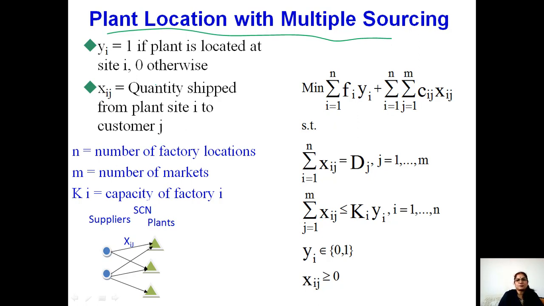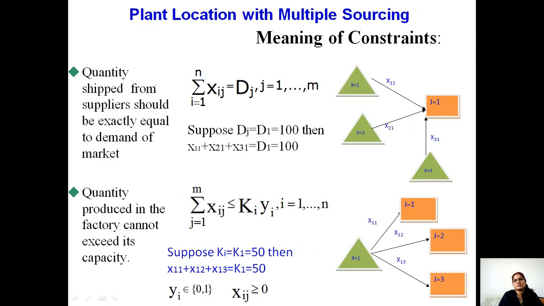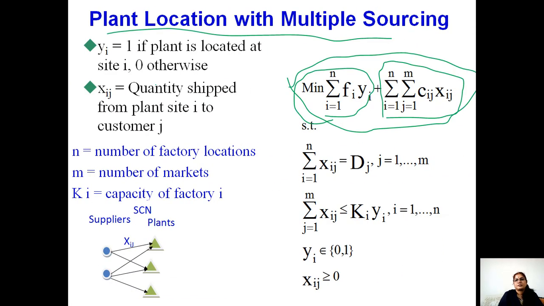Compared to the previous one, once again, this is the objective function. Compared to the previous one, we have something extra in this. This much we have already seen, so I will not explain again. So I'll concentrate on this. Strictly speaking, this is called fixed cost, this is called variable cost. This is variable and this is fixed part.